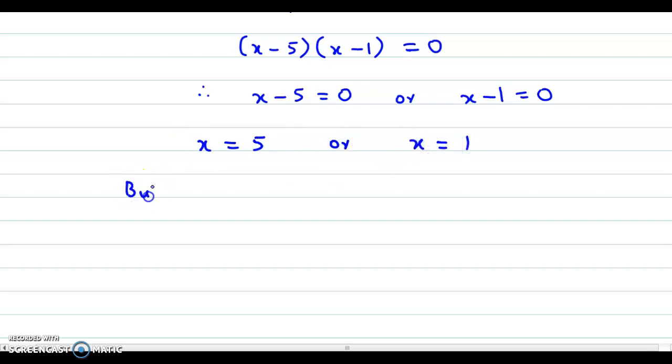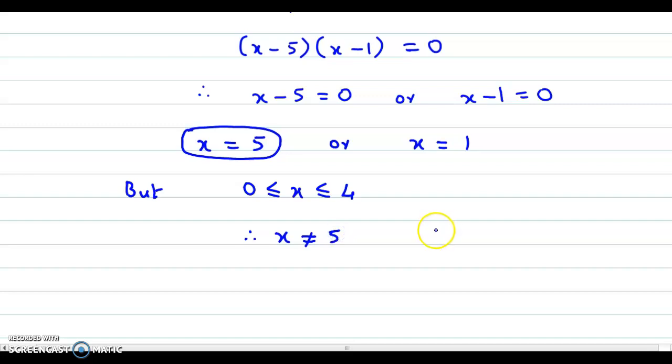But again, the domain of x is given as from 0 to 4. This is the domain, right? And 5 does not lie in this range. So therefore, x cannot be equal to 5. So therefore, our final answer is x is equal to 1.